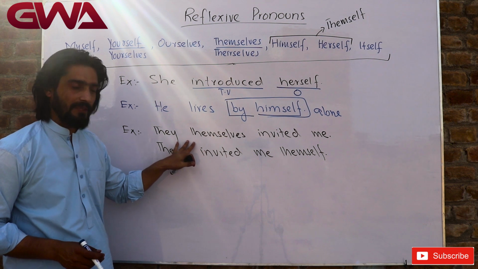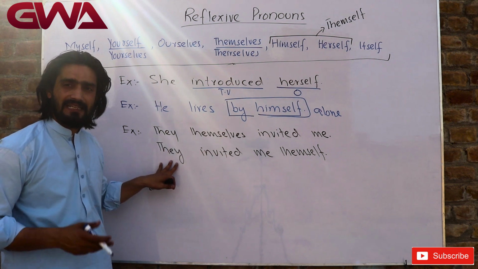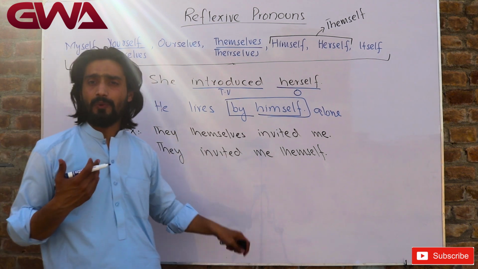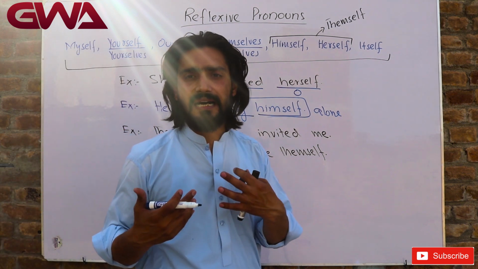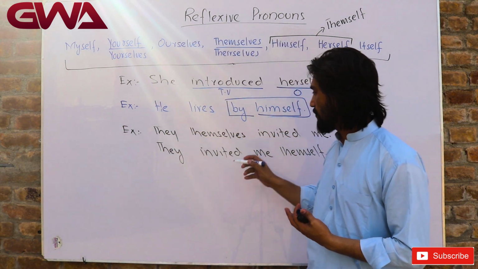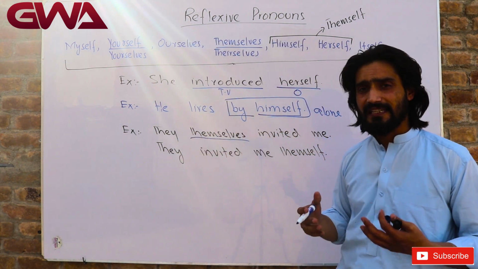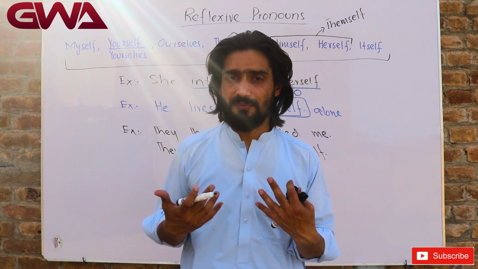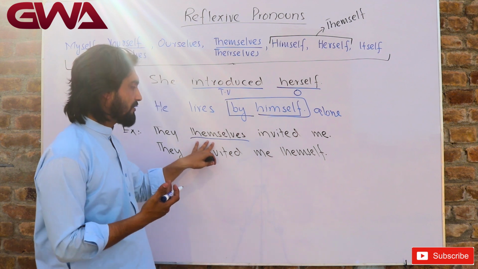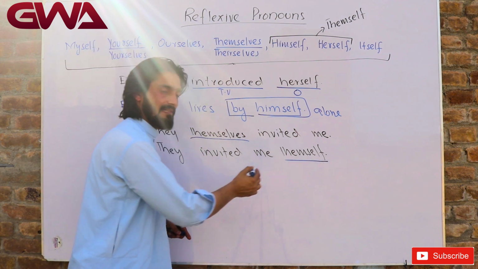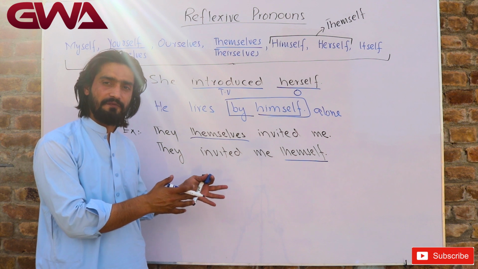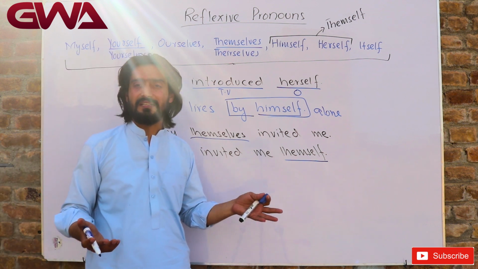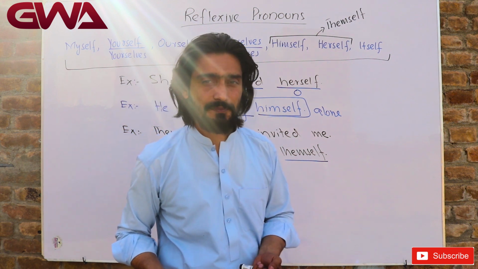Now, the third example. The third and the fourth examples have the same meaning. They themselves invited me. Now here, I am using an emphatic word, themselves. It means that I am not self-invited, but they invited me. I can also use the reflexive pronoun at the end to have the same emphasis. They invited me themselves. It means that I am not self-invited.